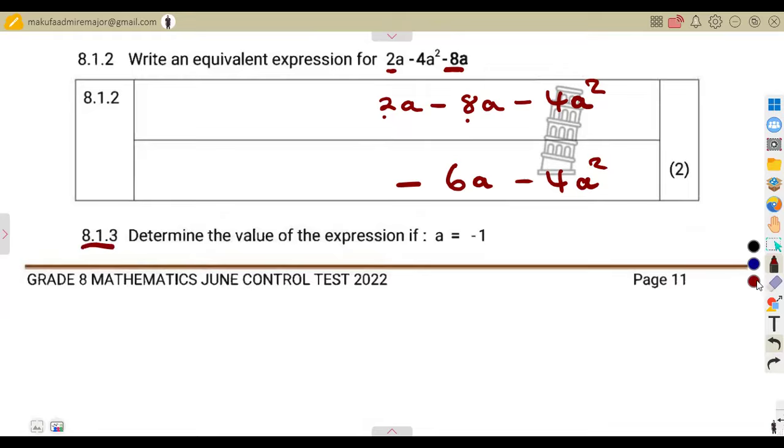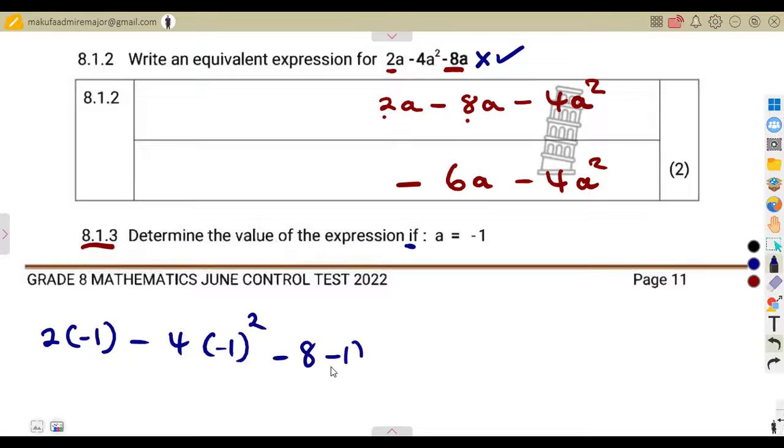Then 8.1.3, determine the value of the expression if a is equal to minus 1. So you can substitute back here, which is fine. It's 2 into minus 1 minus 4 into minus 1 squared minus 8 into minus 1.